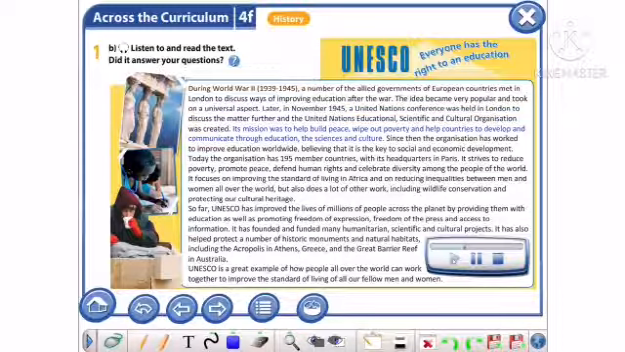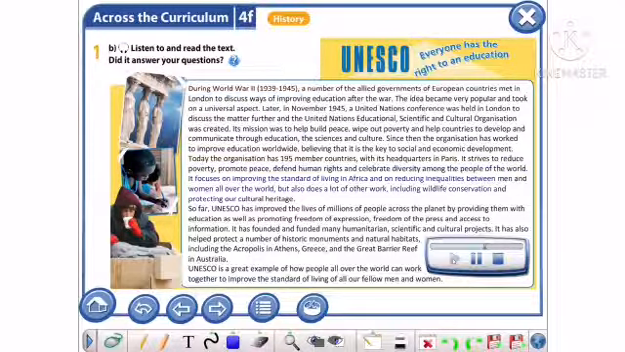Its mission was to help build peace, wipe out poverty, and help countries to develop and communicate through education, the sciences and culture. Since then, the organization has worked to improve education worldwide, believing that it is the key to social and economic development. Today, the organization has 195 member countries, with its headquarters in Paris. It strives to reduce poverty, promote peace, defend human rights, and celebrate diversity among the people of the world.